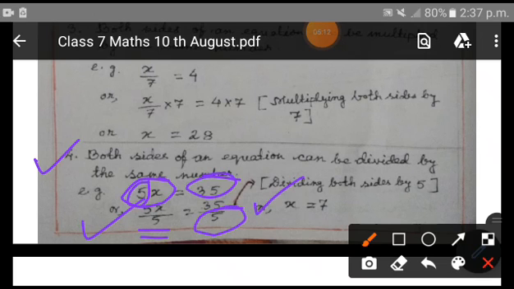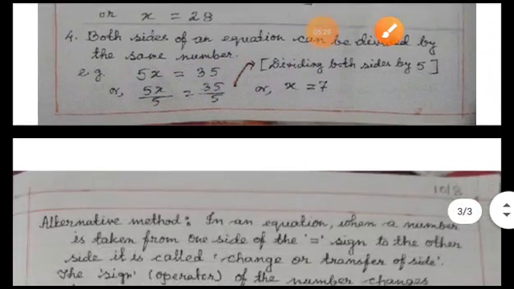So 5x by 5 equals 35 by 5. Now 35 by 5 gives you 7, and on this side 5 and 5 get cancelled, and you are left with only x equals 7 as the answer. So in this way we are going to find the value of the unknown variable. So this is one of the methods.